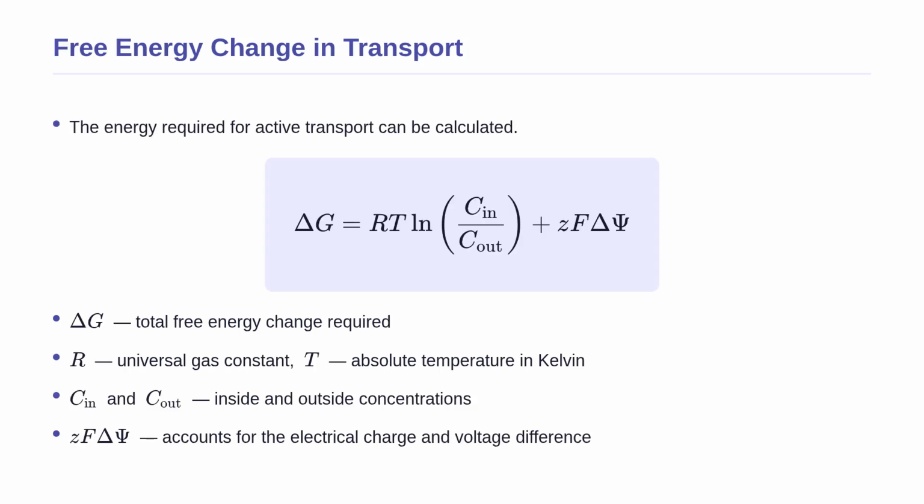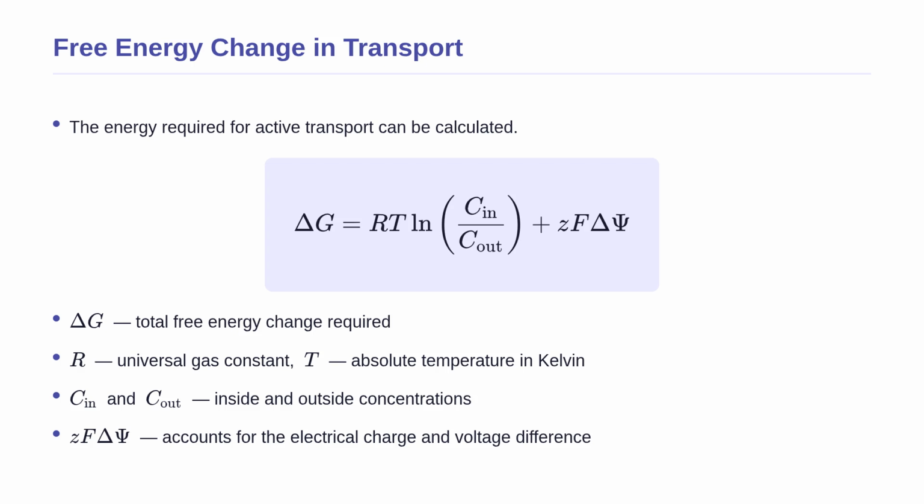To understand exactly how much energy the cell must spend, we use the free energy change formula. Conceptually, this equation calculates the total energy required to force a molecule across the membrane against its will. Let us define the terms. Delta G is the total free energy change. R is the universal gas constant, and T is the absolute temperature in Kelvin.